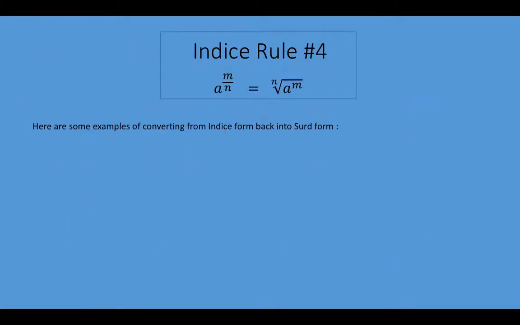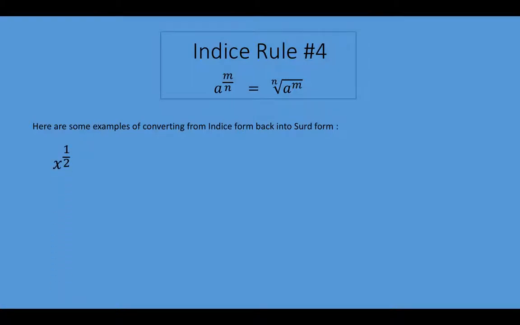Okay, now what we can do is look at the index rule in reverse, because a moment ago we changed surds into indices with fractions. But if we're given fractions as indices, we can turn them back into surds. So here are some examples of doing just that.